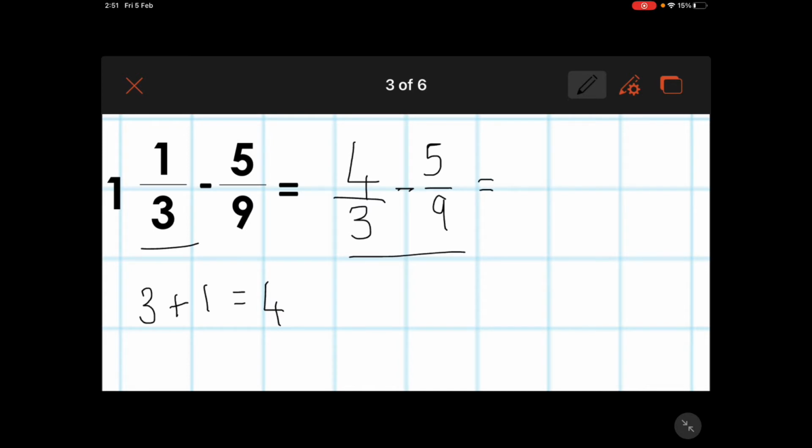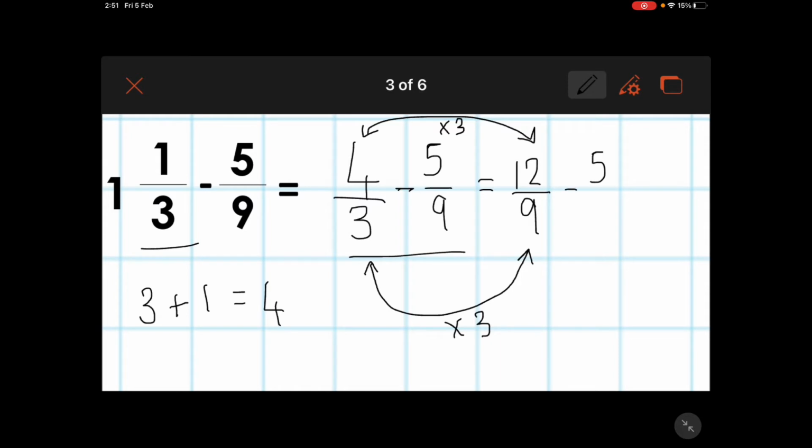Now the lowest common multiple of 3 and 9 is 9. What did I do to 3 to get to 9? I multiplied it by 3. 3, 6, 9. Do the same to the numerator. 4 times 3, 4, 8, 12. And we'll express the next fraction exactly as it already is. 12/9. Subtract 5/9. Well, I know the denominator will remain as 9. 12 minus 5 is 7. 7/9, and that is written in its simplest form.